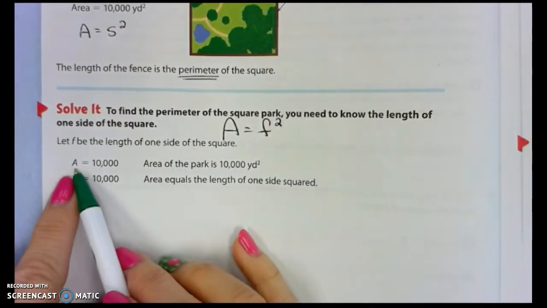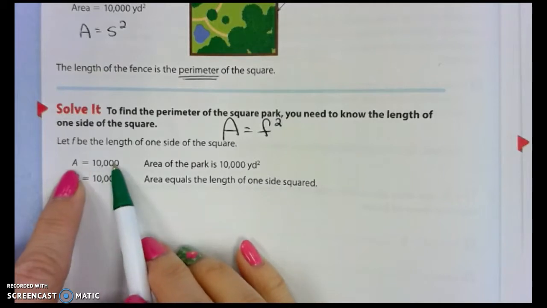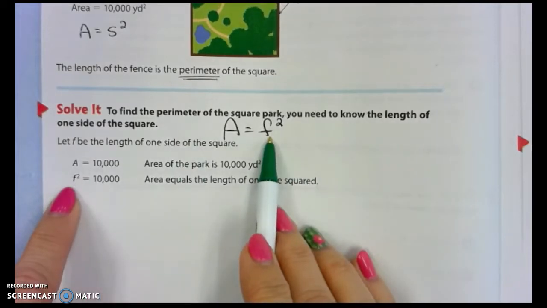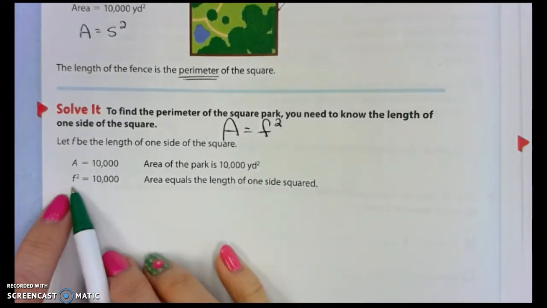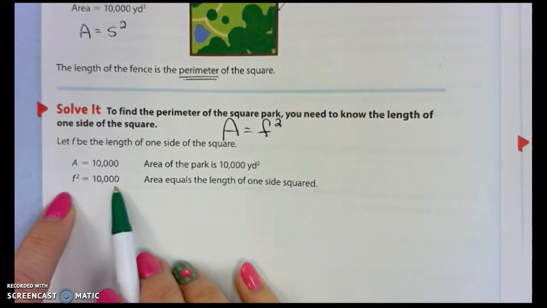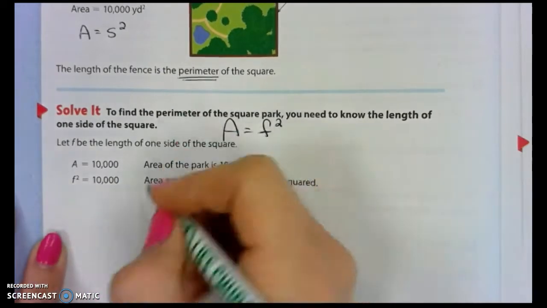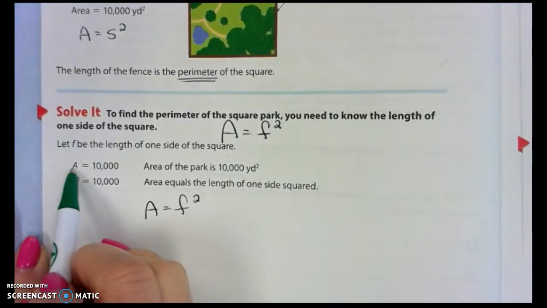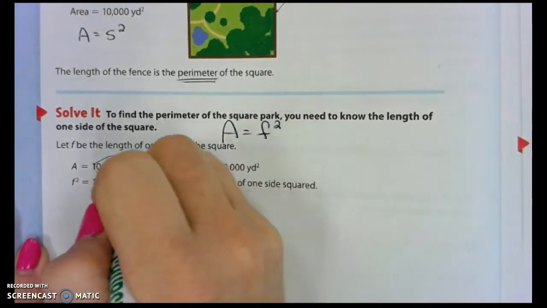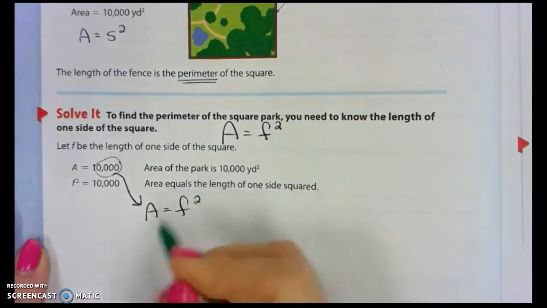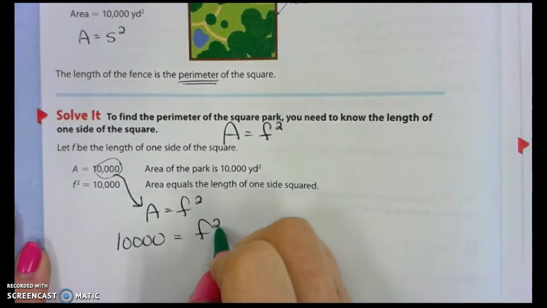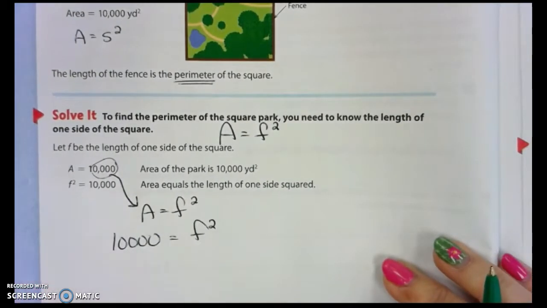Now, area of the park is 10,000 yards square. Area is equal to F squared, so we could plug in that F squared is equal to 10,000. Or if you had area equals F squared, you would say area equals 10,000. I'll plug in 10,000 for the A. And this would be your new problem. Okay, either method is fine.